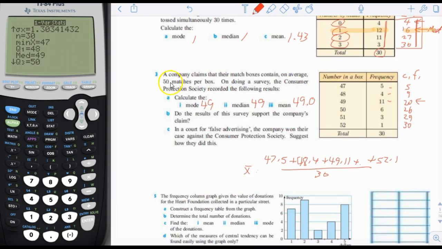Do the results of this survey support the company's claim? The company says on average 50 matches per box, and this says 49. So it says no, 49 instead of 50.